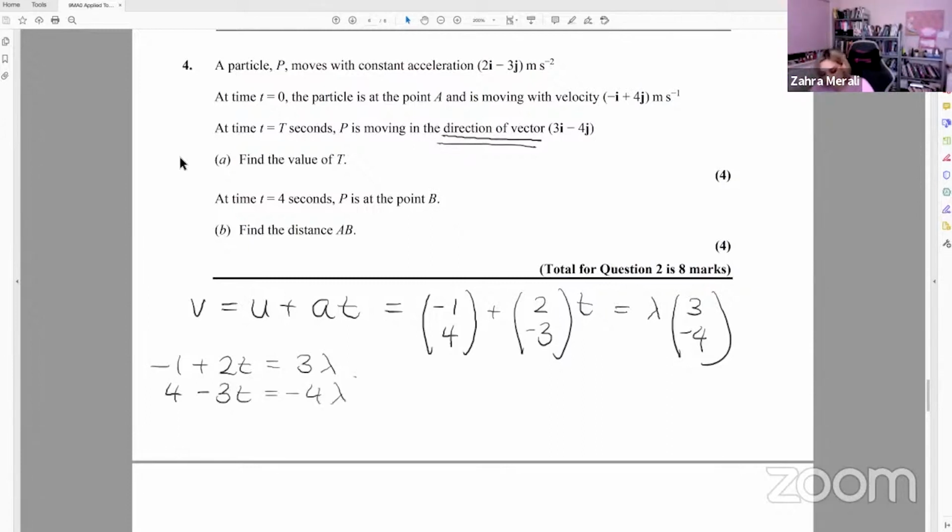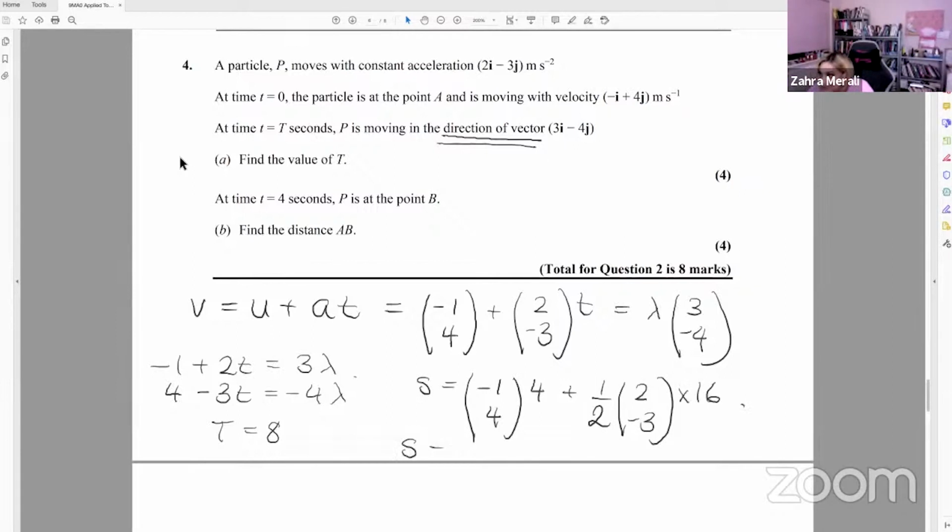And we solve those simultaneously, and we get t equals 8. We're now told at time t equals 4, P is at the point P. So we're finding a distance, using s equals ut plus a half at squared. So s equals u times t, and do we know what t is? Yeah, we know it's 4, plus a half a, which we know is 2 minus 3, times t squared, which is going to be times 16. And we work that out and we get 12.8.